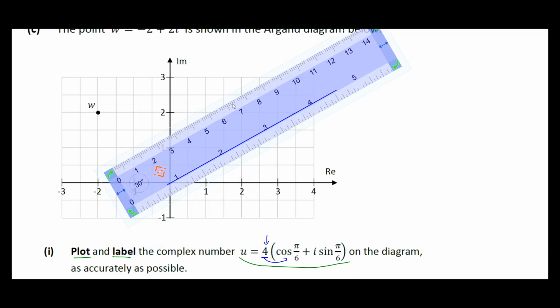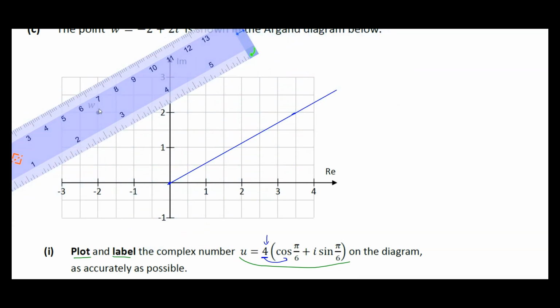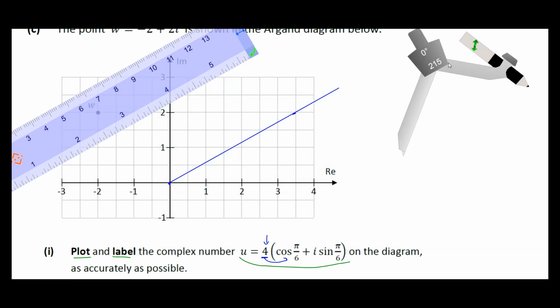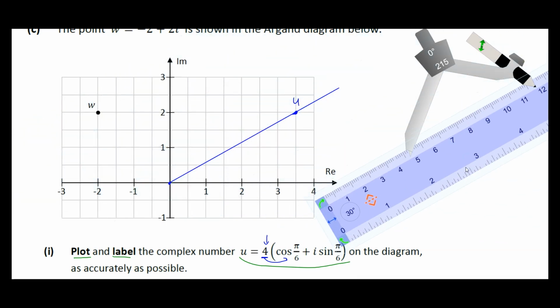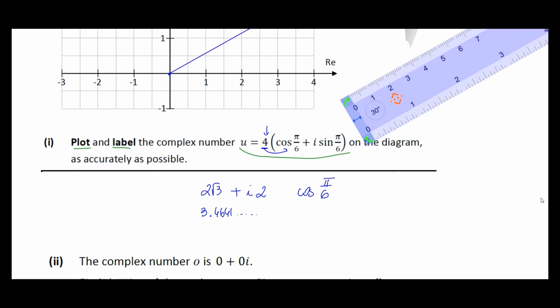And the next thing, I need to have a length of 4 units, which is my 4 units. So either we can use a compass and measure the 4 units here and therefore mark it, or, well, I know that's where it is, so I'm just going to point to that. That's where it is. So that's my U. Okay, so that was easy enough. Let's have a look at the next part.